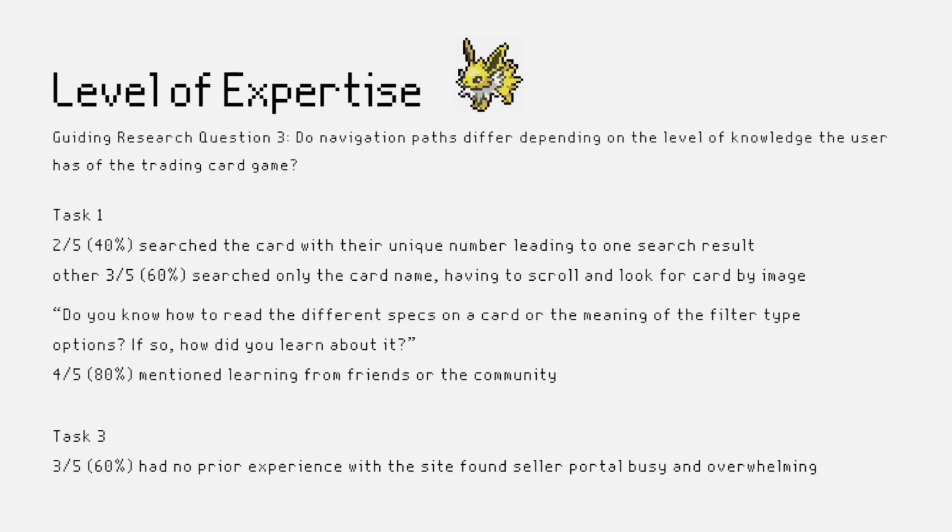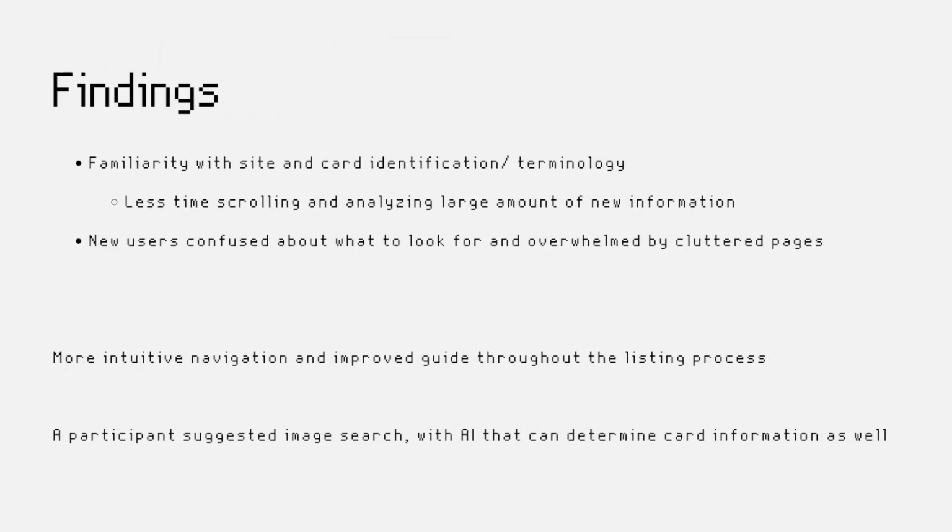In task 3, those without prior experience with the site claimed the seller portal was busy and overwhelming. Those familiar with the site and knowledgeable about card identification and terminology were able to reduce task times by spending less time scrolling and analyzing a large amount of new information. New users expressed confusion about what to look for and felt overwhelmed by the busy pages. This indicates the need for the site to be more intuitive and to implement a guide within the listing process, maybe showing only necessary information during each step to avoid overwhelming the user.